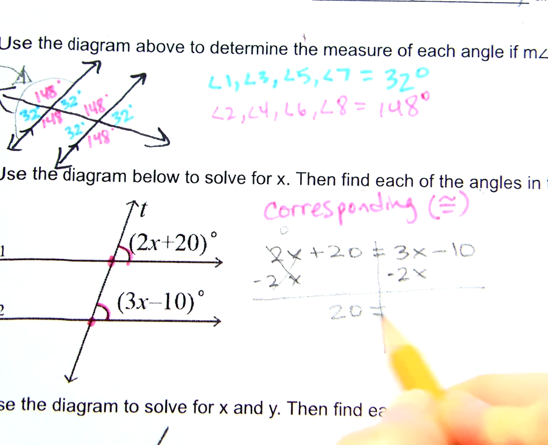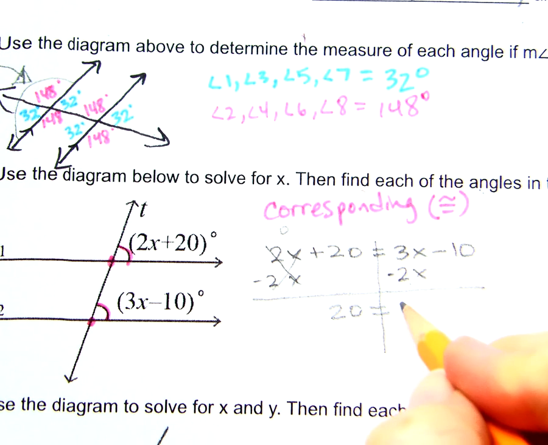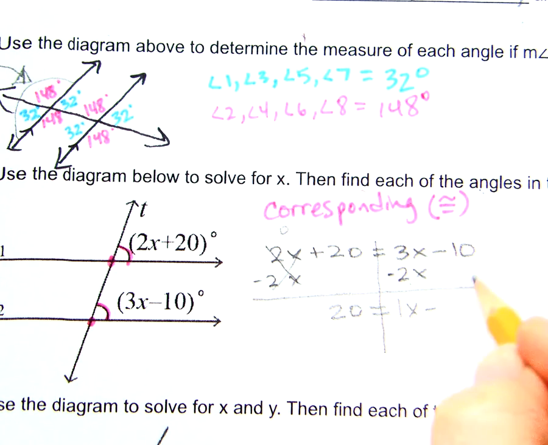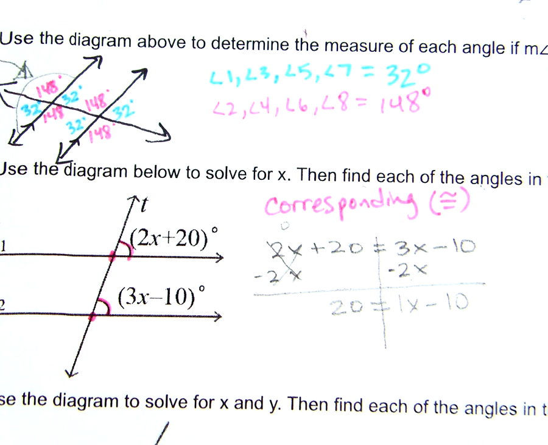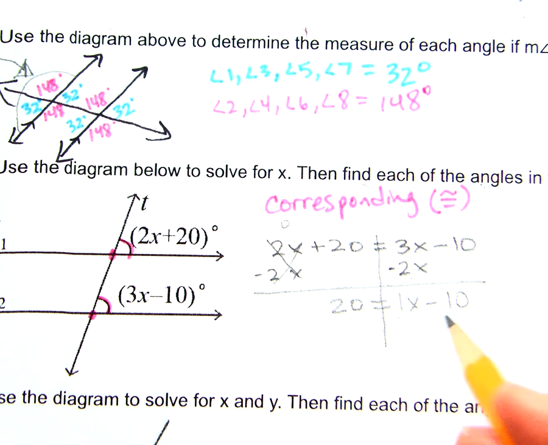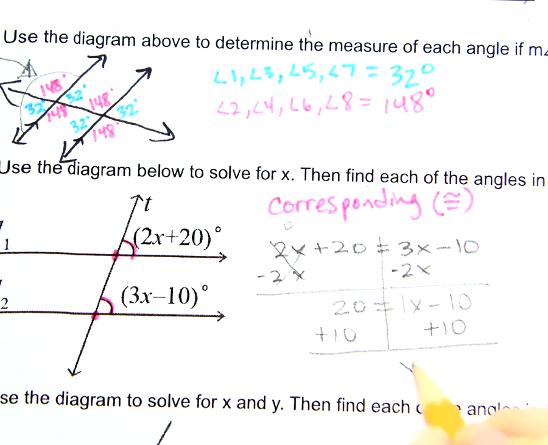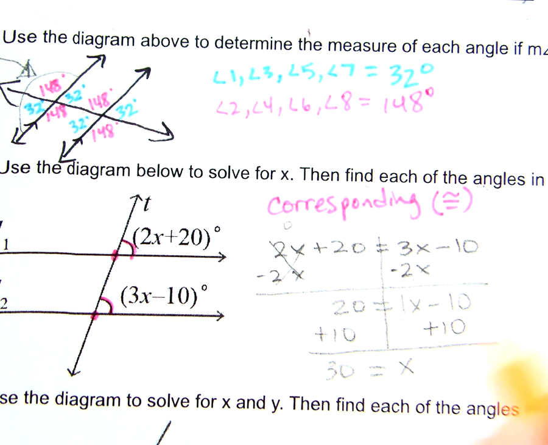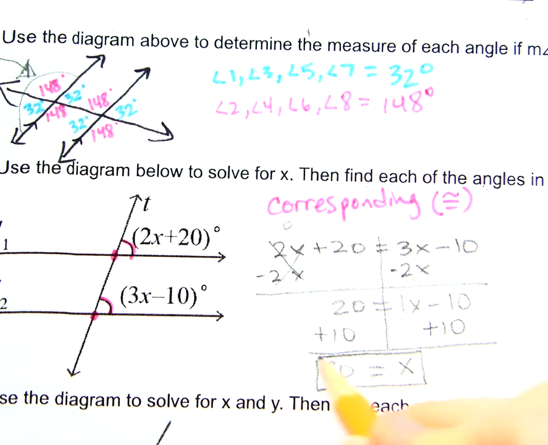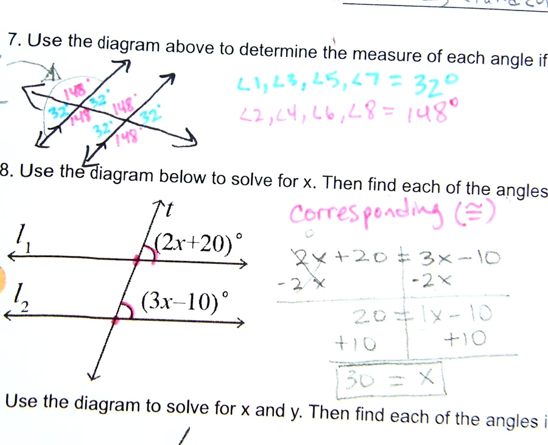Bringing down the 20. 3x minus 2x is 1x. I can write that 1x or not, it doesn't really matter. And then remember what you're trying to do. You're trying to get this x all by itself. So we're going to move the 10 away from it by adding 10 to each side of the equal sign, giving me x equal to 30 degrees, right? So that gives me x, and that's the first part of the problem.